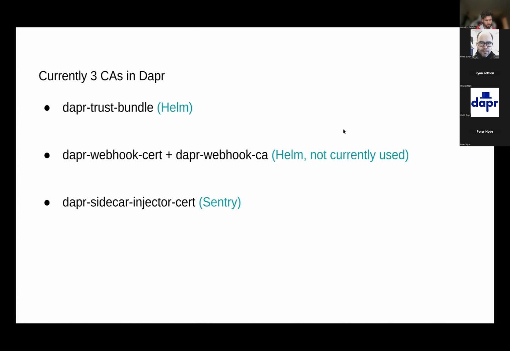You then have another one, which is for the webhook component. That's not actually used today as far as I understand, but the logic is there to create it. And then you have the third one that's responsible for the sidecar injector, and that's also created through Helm. It's not particularly important to know what these are used for in the context of this project, but it's important to understand that these 3 certificate authorities exist.